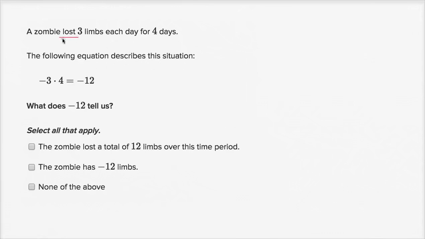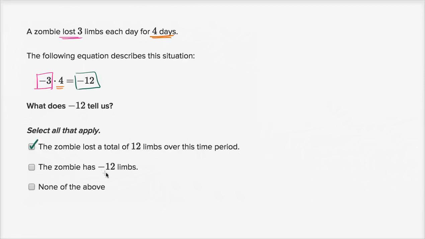So the zombie lost 3 limbs each day. So negative 3 could represent, hey, if I'm losing 3 limbs, the negative is my number of limbs is going down by 3. So this is negative 3, and it's doing that for 4 days. For 4 days, and we have negative 12, which is the total number of limbs that our zombie loses. So what does negative 12 tell us? Well, I just said it. The zombie lost a total of 12 limbs over this time period. Yep, that looks right. Now let's see what are these other ones.